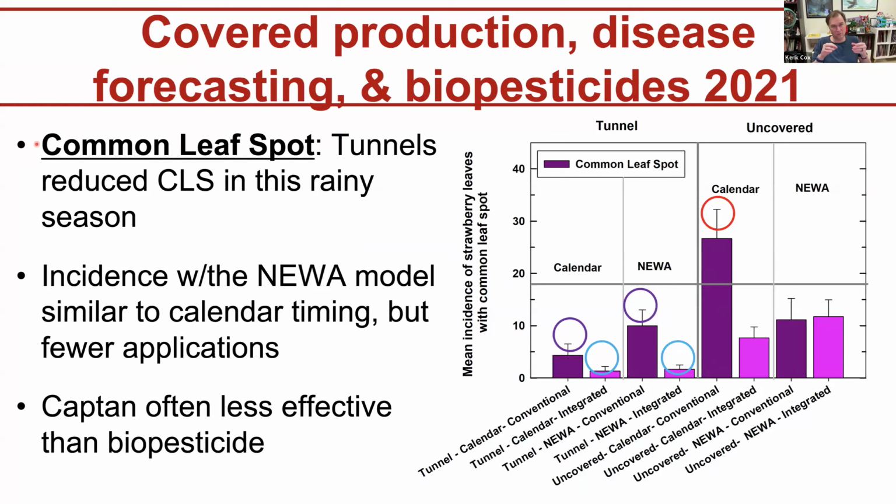It's that thing that makes the little white lesions on your strawberry plants with a red halo. We found out that just in general, this is how the graph looks. This is the incidence. This is how many leaves had common leaf spot. So about 40% would be our total. And this is if the plots were under cover, a tunnel, or completely exposed out in the open.